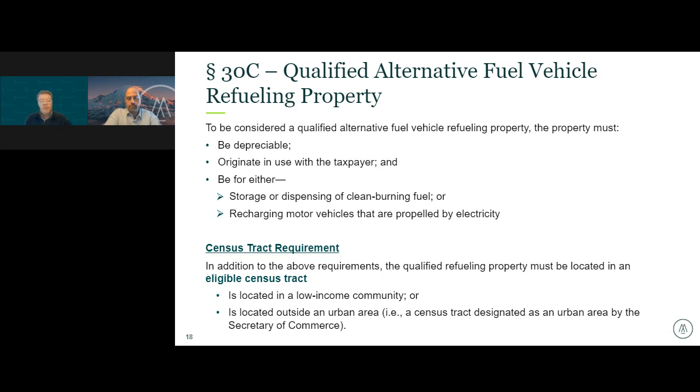And I think that's what we're frequently seeing among EVs is that they're electrically driven with batteries. And so the right type of equipment located in the right census tract could conceivably mean, if you're going to be doing this anyways, a significant value for your organization.